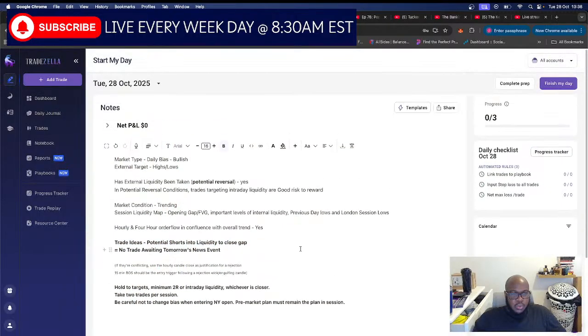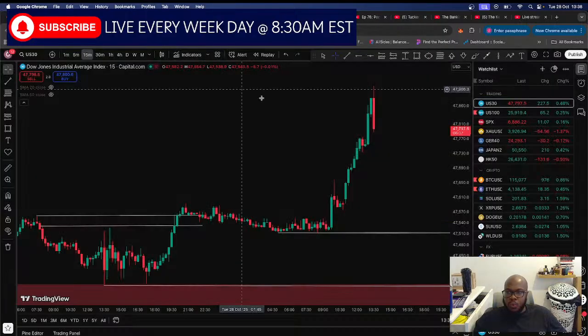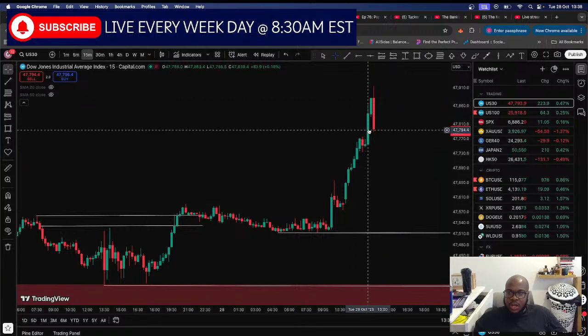All right, so we're about 8 minutes into the New York session. You've got a potential trade idea, which is this trade idea right here. You've got potential shorts into liquidity to close the gap. That's based on external liquidity already being taken, and this allows us to take a trade targeting intraday liquidity, as long as it has a good risk to reward. So as you can see, we're starting to come down.